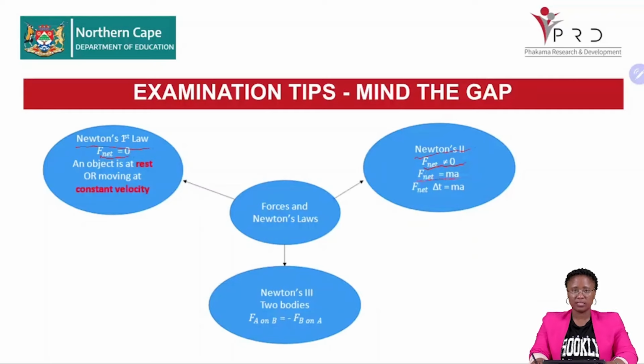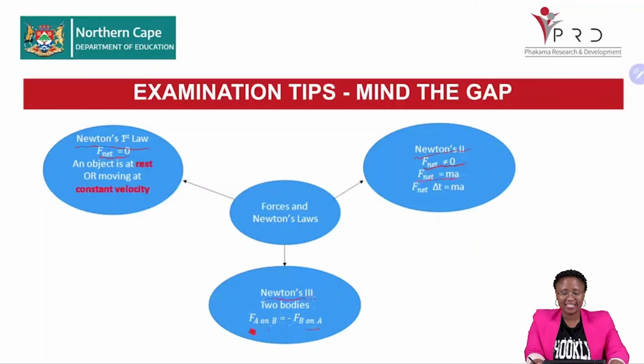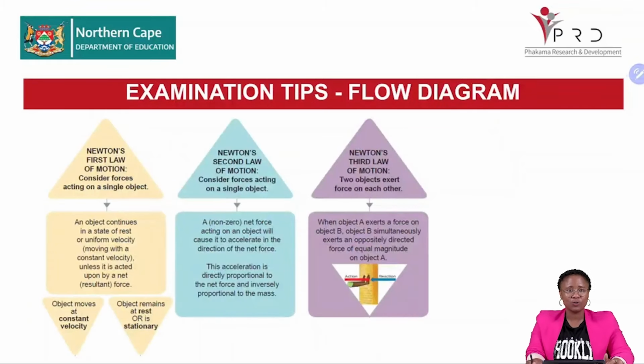Therefore, your F net must be equal to ma. Very important to consider. And lastly, Newton's third law. Here we are looking at two bodies. What you need to remember is that force A applied on B will be equal to force B applied on A, but in opposite what? Direction. I hope you guys are still together with me.